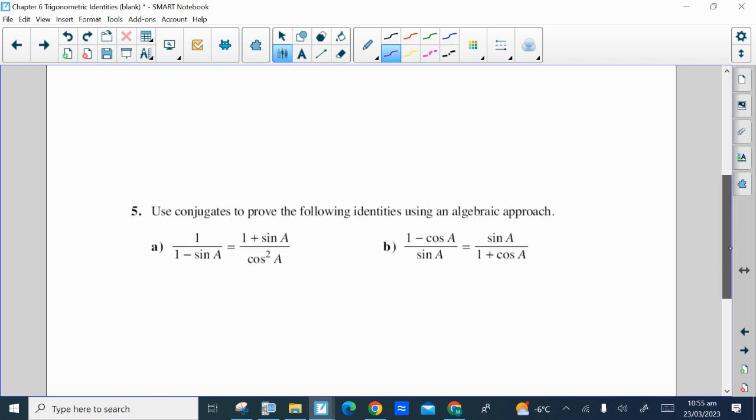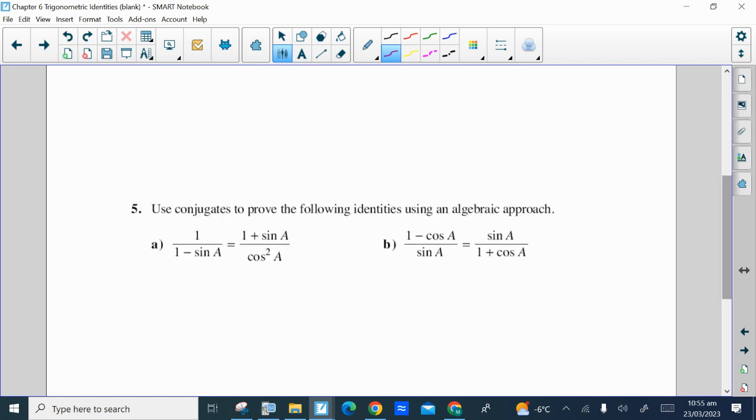Tomorrow we'll see some examples where you use conjugates in order to help you prove an identity. So again, I will post the solutions to Google Classroom so you can check your answers. It's important that you do these though. The practice is important. It's going to help you for the quiz and the test.